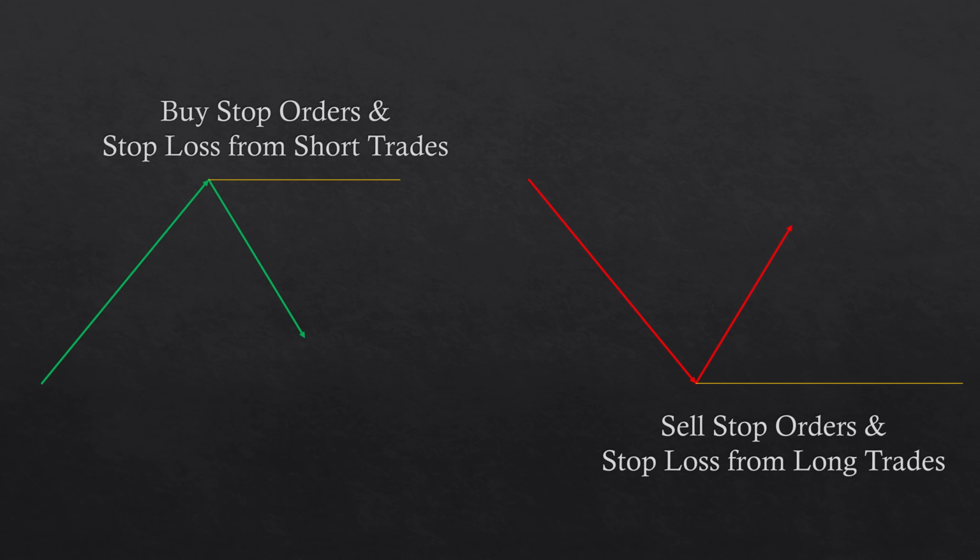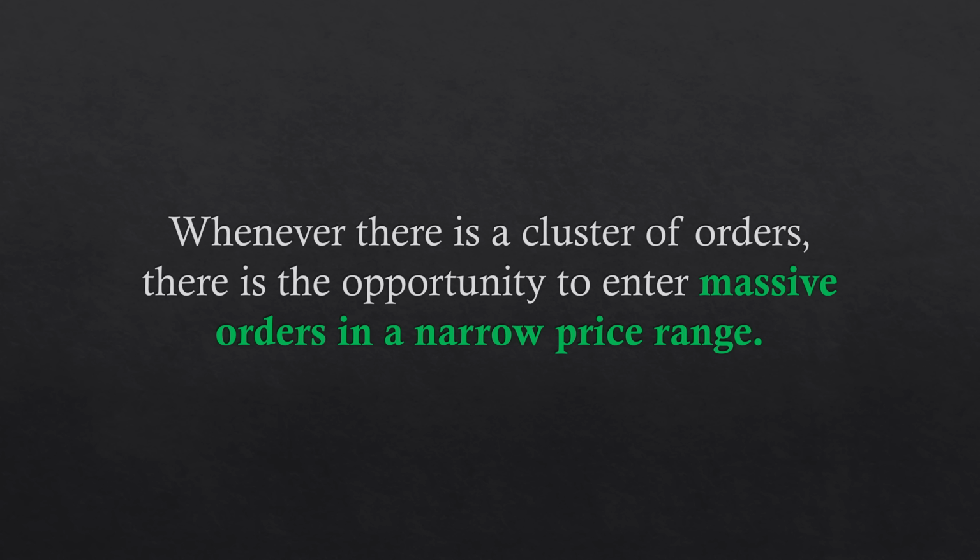The smart money, meaning the large traders and institutions, know this, of course, and they will use these levels to their advantage. Whenever there is a cluster of buy or sell orders, the smart money sees an opportunity to enter the market. That's the case because in these clusters of orders, there is the opportunity to enter massive orders in a short price range. These clusters of orders are often called liquidity pools. The smart money intentionally triggers the orders in these liquidity pools by making price reach these levels. They can do that since they have the power to move the market in certain situations.